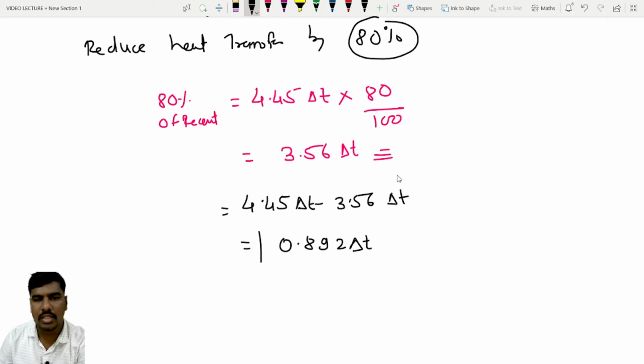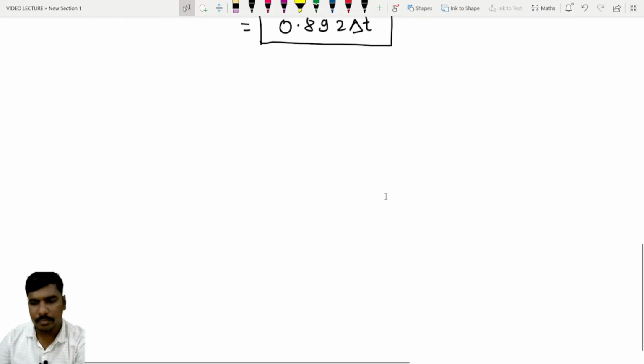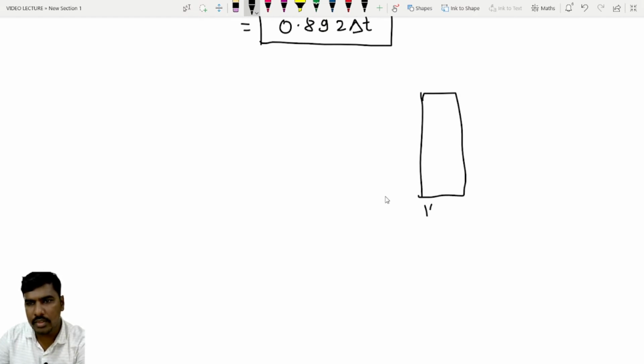So this much heat only transfers after adding the rock wool insulation, and we have to find out the thickness of that rock wool insulation. For this condition, now we will add the first layer of common brick, which has a thickness of 10.16 centimeters, then another layer of plaster, which has a thickness of 3.8 centimeters.